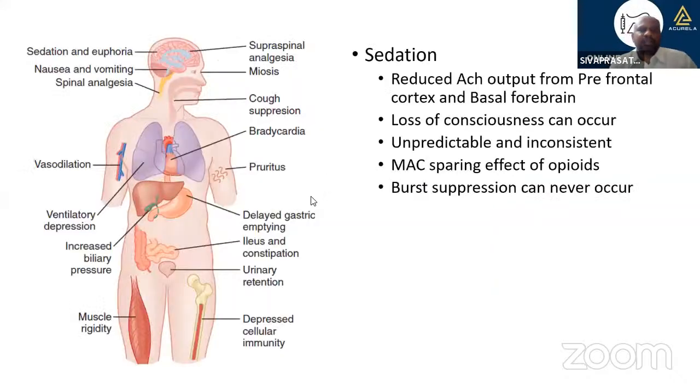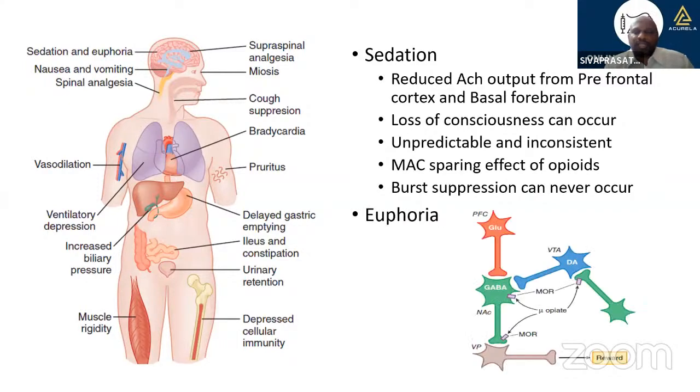Coming to the next one, sedation. It is because of the reduced acetylcholine output from the prefrontal cortex in the basal forebrain. That is why patients become drowsy after the opioids. But loss of consciousness can occur only at very high doses. But this loss of consciousness is unpredictable and inconsistent. Not everybody becomes very drowsy because of these opioids. Though it has got MAC sparing effects, burst suppression never occurs, and these drugs should never be used as sole anesthetic agents for reducing the consciousness.